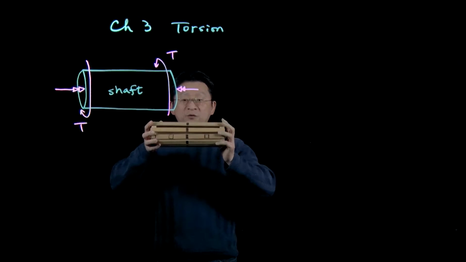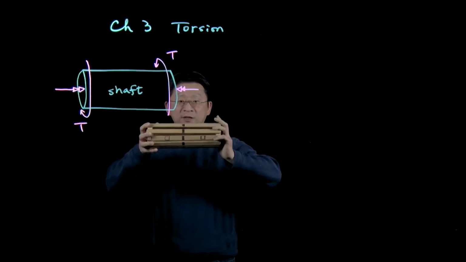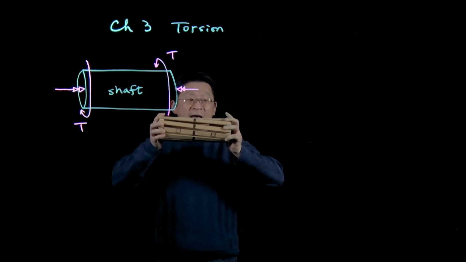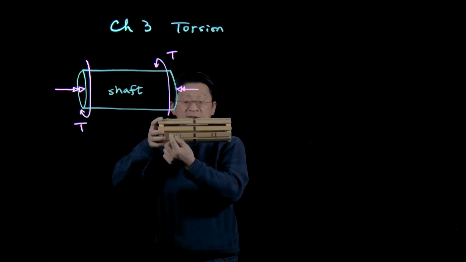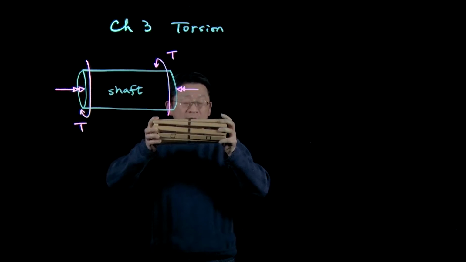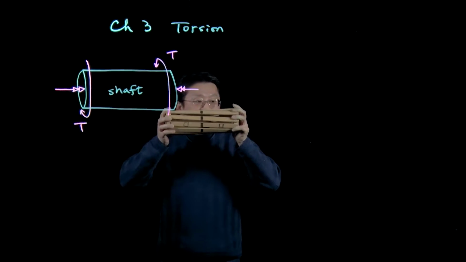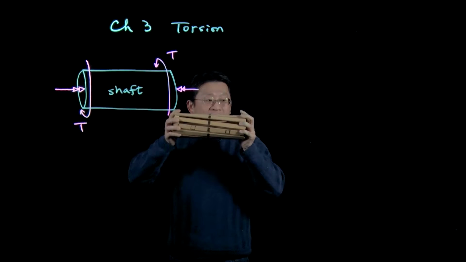So let me use this one to model the shaft, and use my palm to apply the loading this way. Look at this carefully: each slab originally is in a horizontal position. Once I twist it, each slab moves away from the horizontal direction, deformed by a little angle. So basically, look at these little black cells carefully.